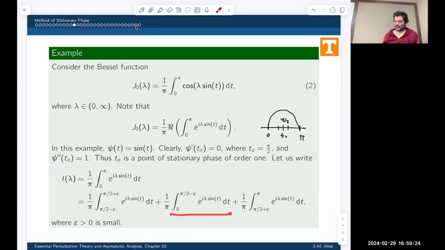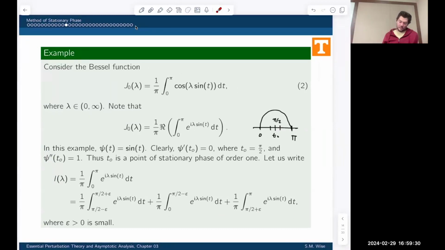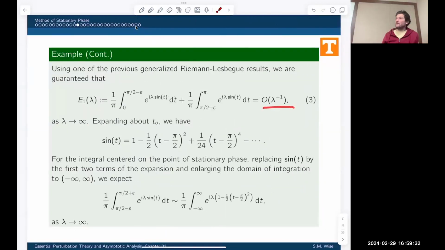So that means we can apply our theorem for this. As lambda gets larger and larger, both of these integrals are order 1 over lambda. Both of them are order 1 over lambda. That's what that generalized Riemann-Lebesgue lemma says. So the tails behave themselves.